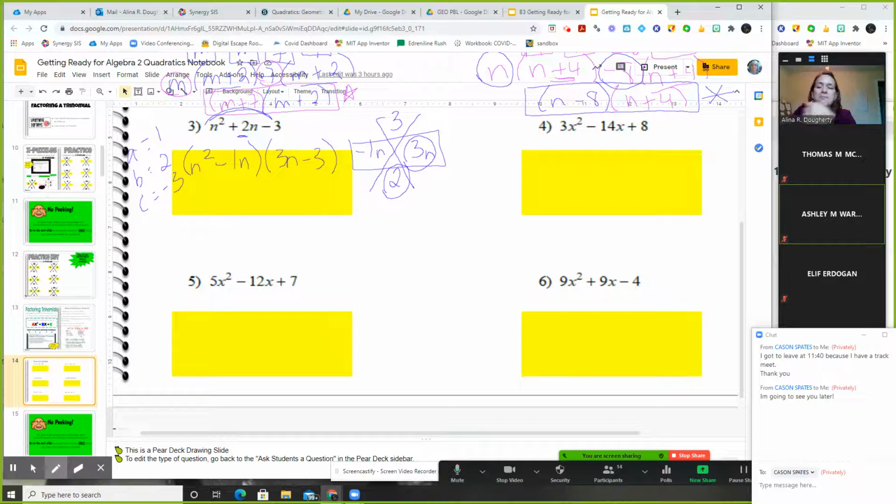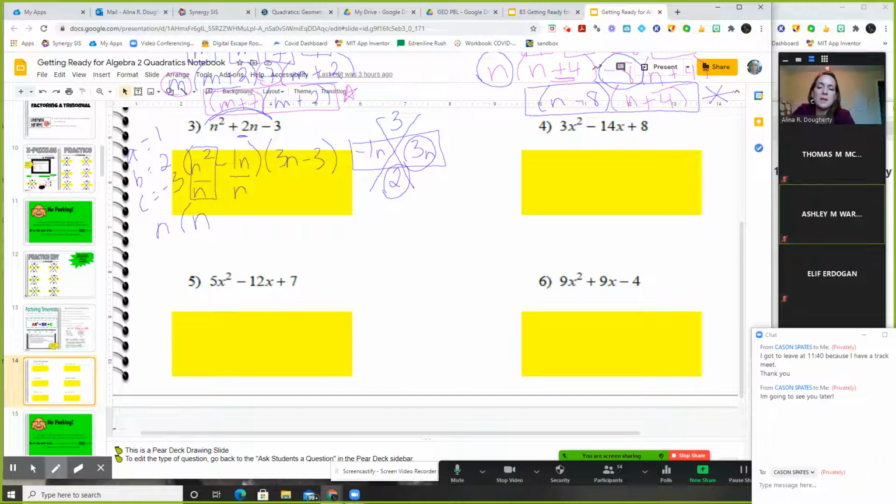What's the next step? Take out the greatest common factor. Absolutely. So what can I divide both n squared and 1n by? N. Absolutely. So my n is going to go to the front of the parentheses. And then we just do our division. N squared divided by n is n.